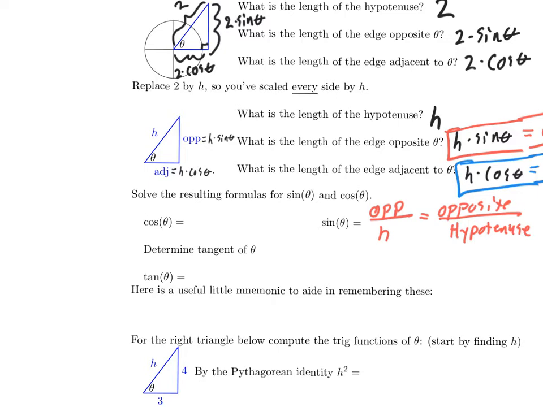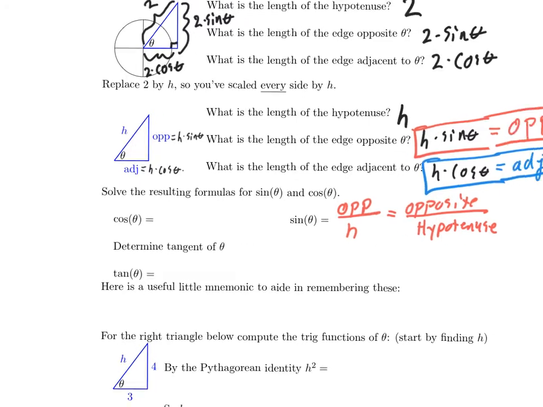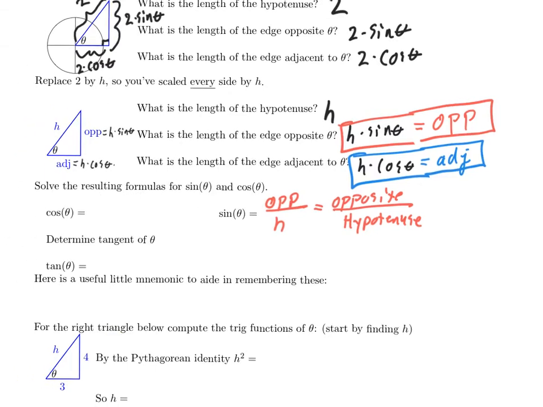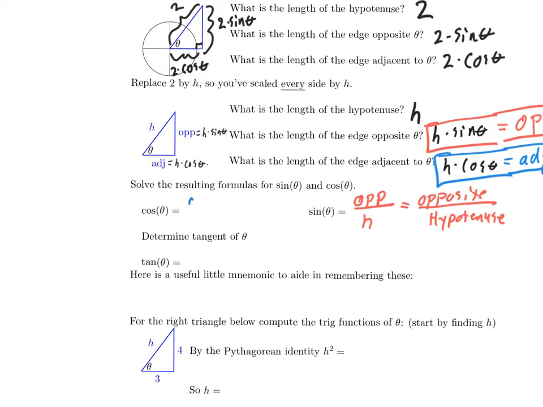Similarly, the cosine of theta, you could solve the blue boxed equation for cosine of theta. You'll get adjacent divided by h. Let's make that h look a little bit more like an h instead of an n. So the cosine of theta is the length of the side adjacent to theta divided by the hypotenuse.